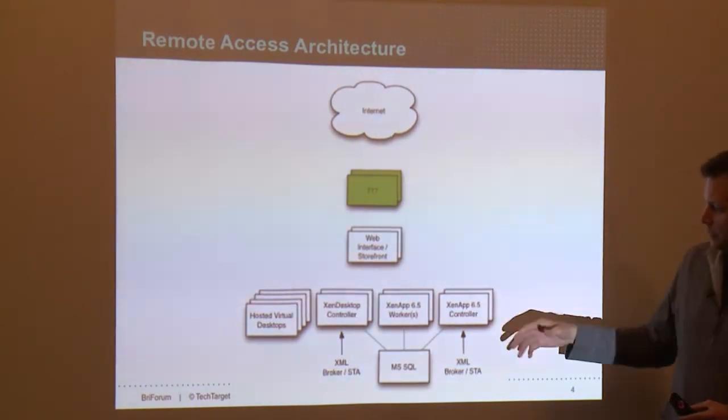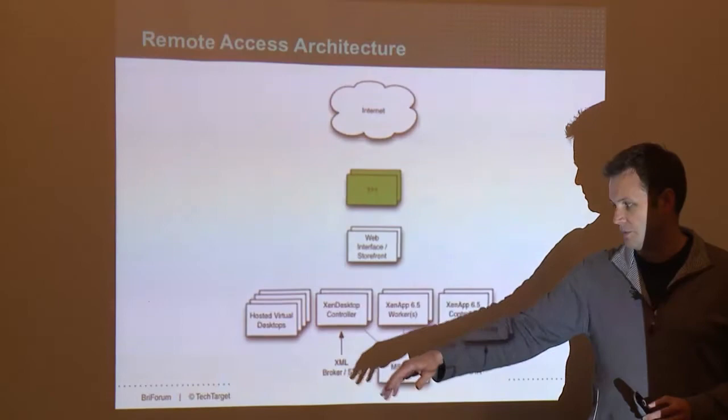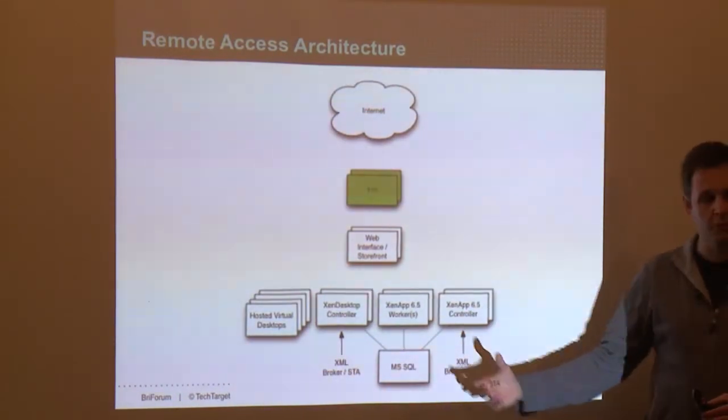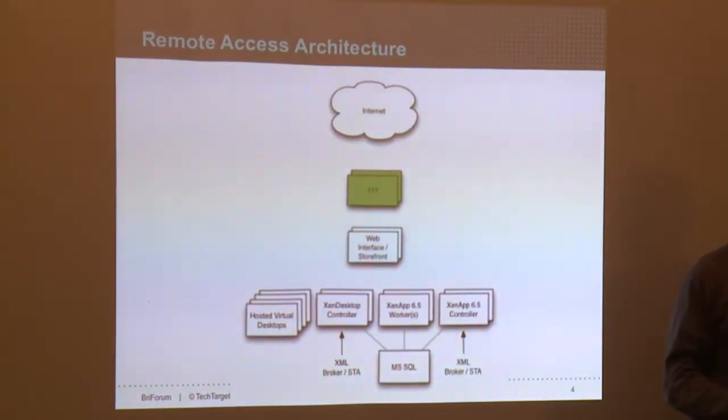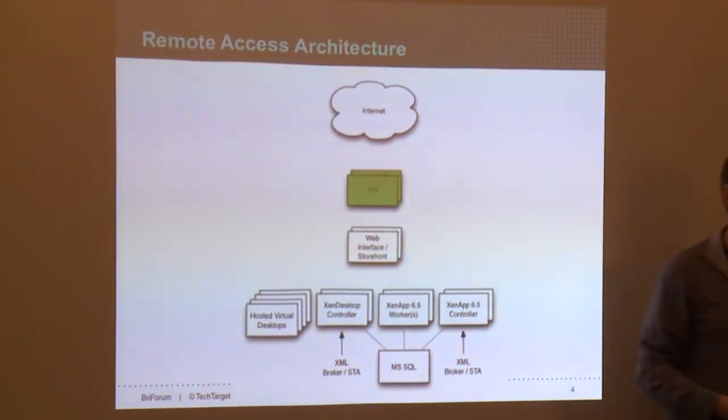And then down here on the bottom, I've got the XenApp 6.5 controller, some workers, the XenDesktop controller, an XML broker, and an STA on both of those. Or if you've got one of those deployed, you might not have the other half of it. Essentially, for people coming in through the internet, we would prefer to have a single port open to the outside, HTTPS, connecting to any XenApp worker node or any virtual desktop that sits behind it.